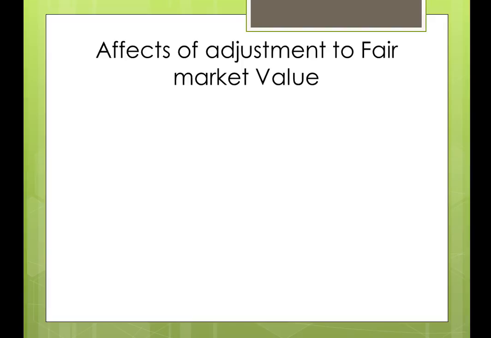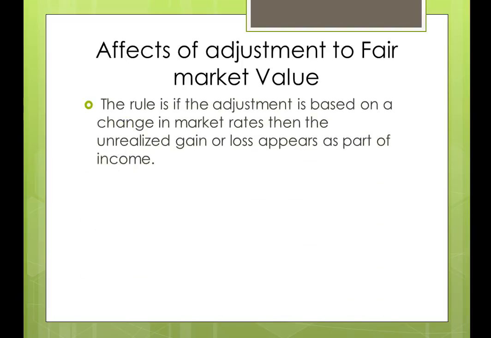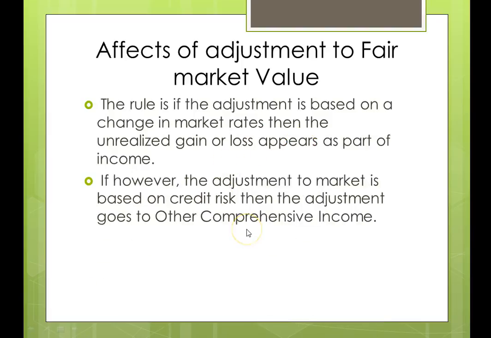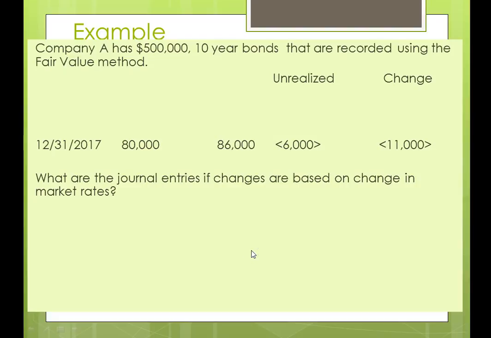Now what I'd like to cover is the effects of adjustments to fair market value. Now, this also has changed recently. Now, the rule is, if the adjustment is based on a change in market rates, then the unrealized gain or loss appears as part of income. If, however, the adjustment to market is based on credit risk, then the adjustment goes to other comprehensive income. So now we're going to take a look at a problem.